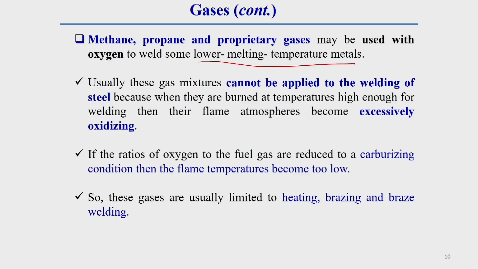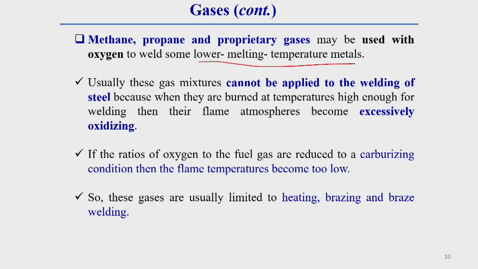Usually this gas mixture cannot be used for welding steel, because when it is burnt at a temperature high enough to weld steel, its flame characteristics become excessively oxidizing. That means when the temperature goes beyond a certain limit to weld steel, the flame becomes highly oxidizing. An oxidizing flame is not suitable for steel welding. That is why this flame cannot be applied to steel welding.